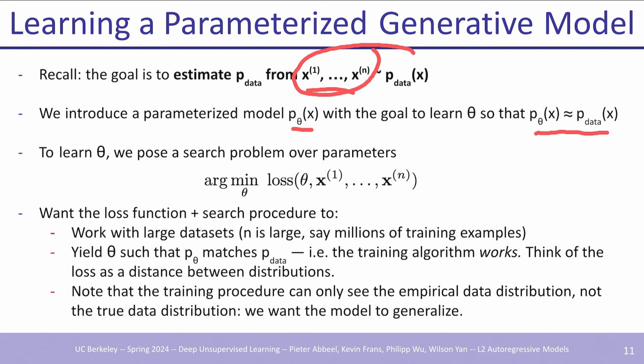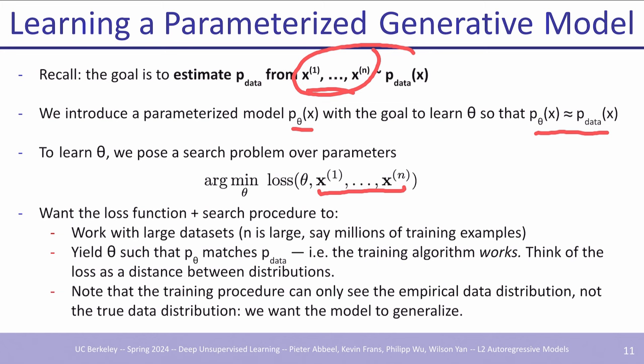To learn theta, as you might expect if you've done any work in machine learning recently, we're going to pose this as an optimization problem. We're going to somehow define a loss function that defines distance between these two distributions. And then we're going to find the theta that minimizes the distance, the loss that we incur between these two distributions. Of course, we don't have access to the actual data distribution, we just have access to the samples.